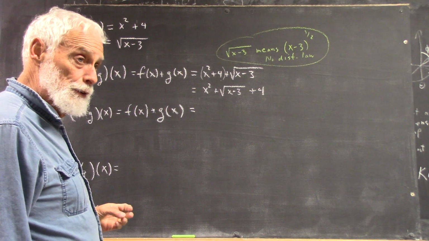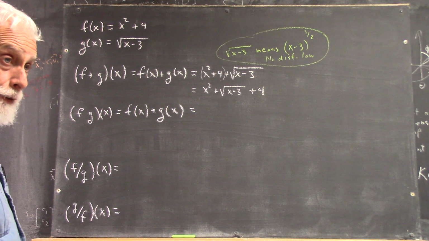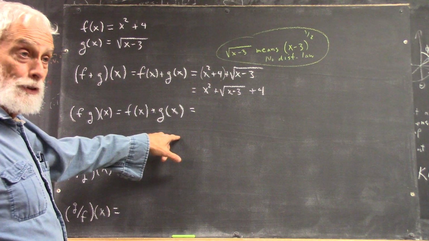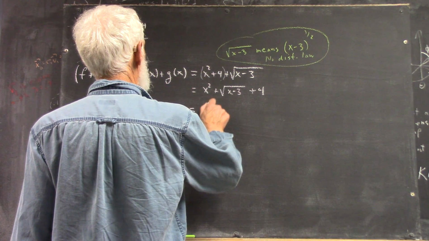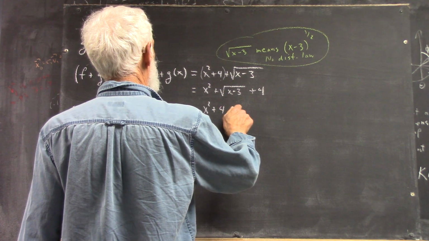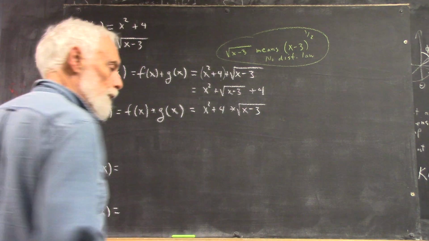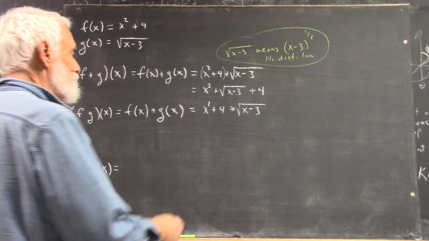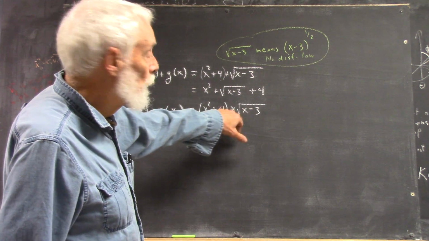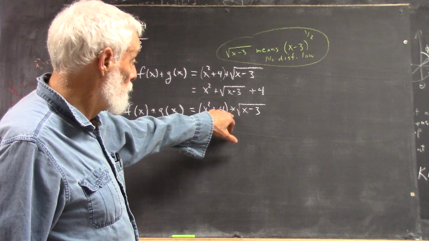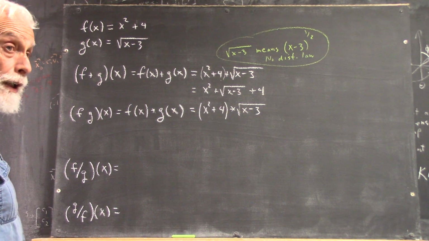Okay? Make sense? Okay. Now, (fg) of x means f of x times g of x, just exactly what you'd think it means. And that's x squared plus 4 multiplied by the square root of x minus 3, but there's something wrong with what I just wrote down, which is parentheses. Before I put the parentheses there, only the 4 was multiplied, by the order of operations. You do multiplications before you do additions. There's nothing you can do with that.